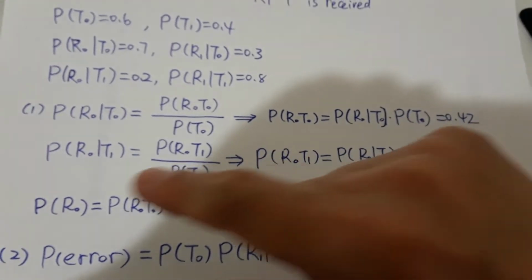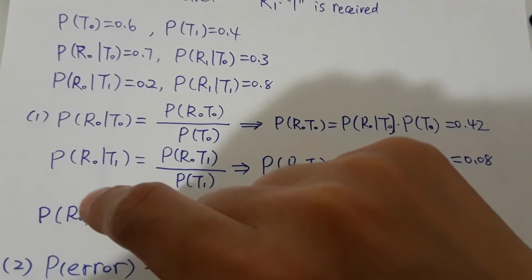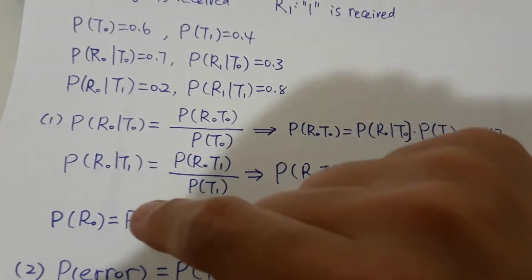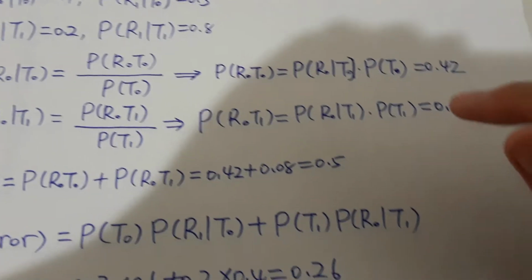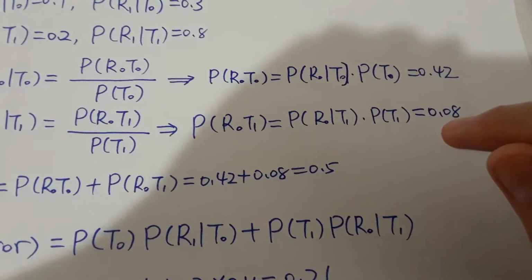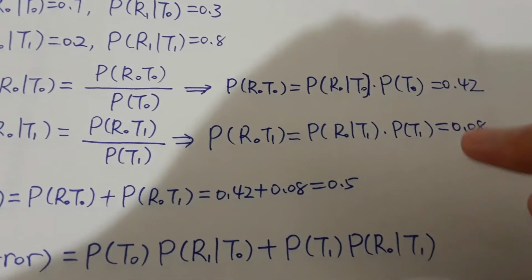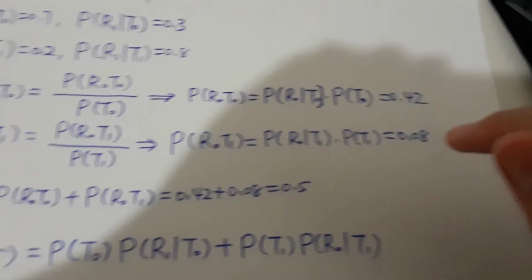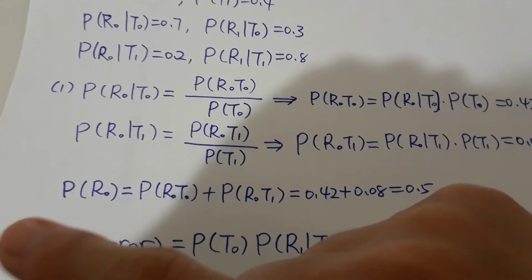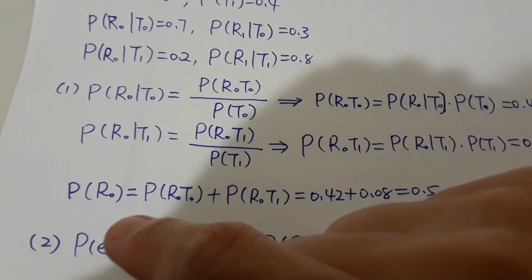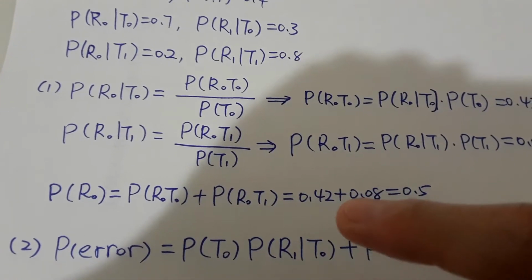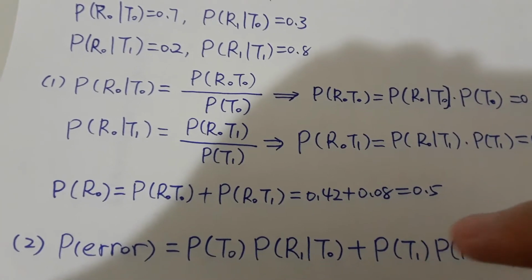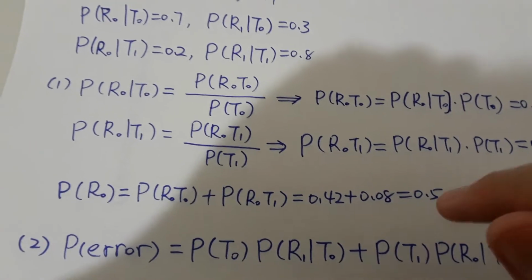0.42. And to calculate the probability of receiving signal 0 transmitted by signal 1, I get that the probability equals 0.4 times 0.2. That is 0.08. And so the probability of R0 equals 0.42 plus 0.08. That is 0.5.